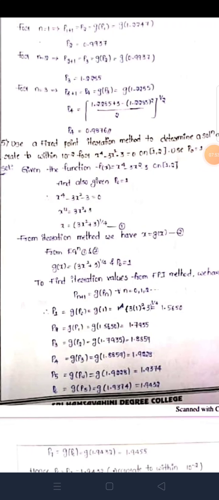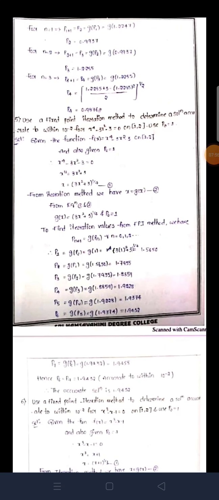Next problem. Use a fixed point iteration method to determine a solution accurate to within 10 power minus 2 for x power 4 minus 3x square minus 3 is equal to 0 on the closed interval 1, 2. Use P0 is equal to 1.